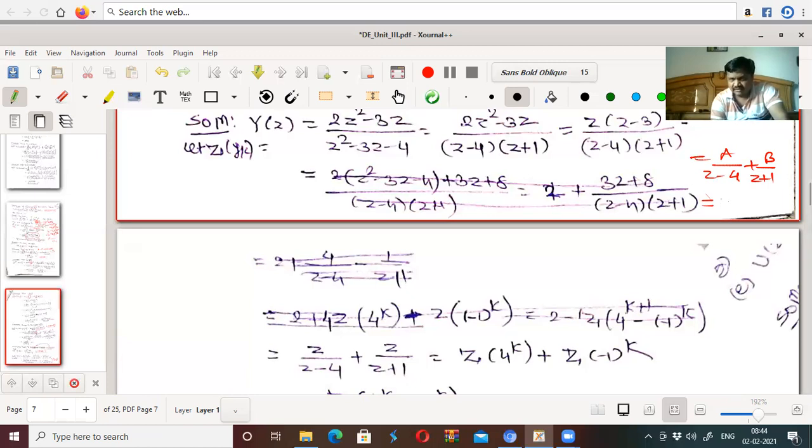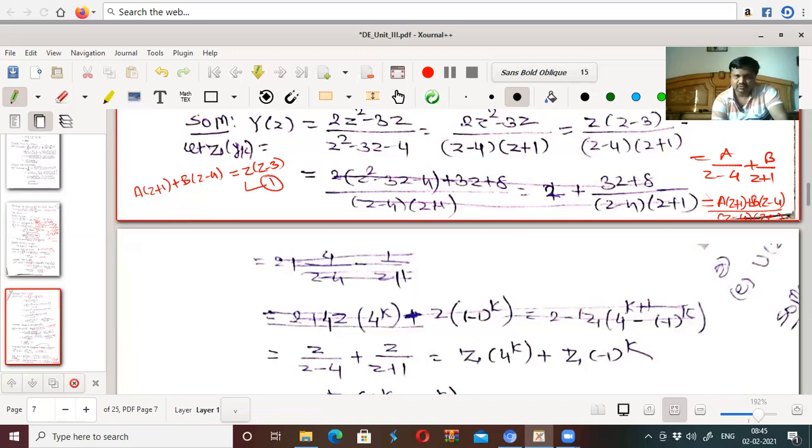That is a into z plus 1 plus b into z minus 4 divided by z minus 4 into z plus 1. So we will equate numerators, we get a into z plus 1 plus b into z minus 4 equal to z into z minus 3. Now we know how to find a and b. Put z equal to 4, you will get the value of a, and put z equal to minus 1, that is z plus 1 equal to 0, you will get the value of b.